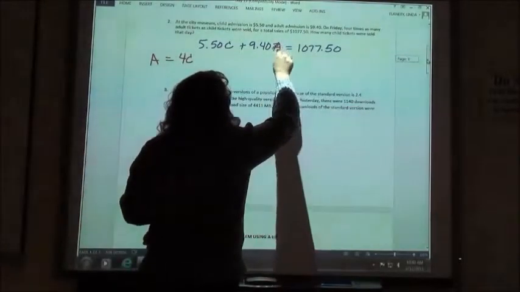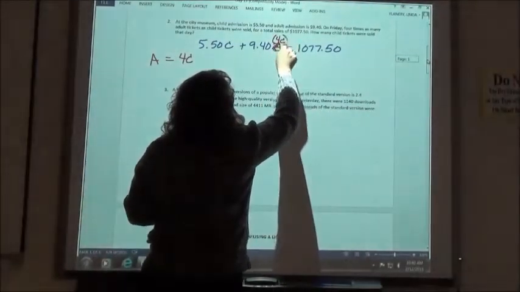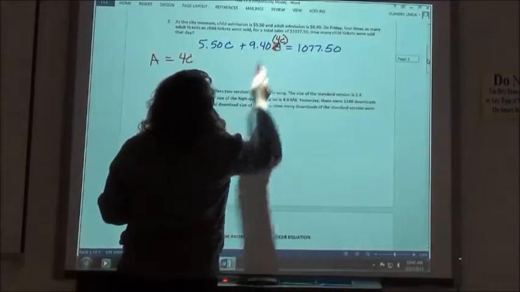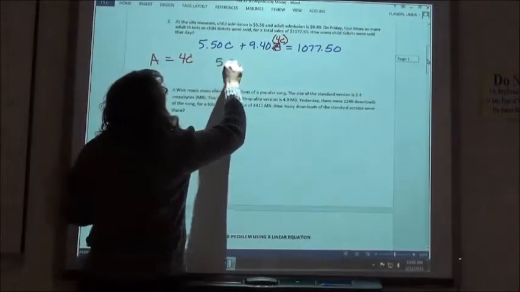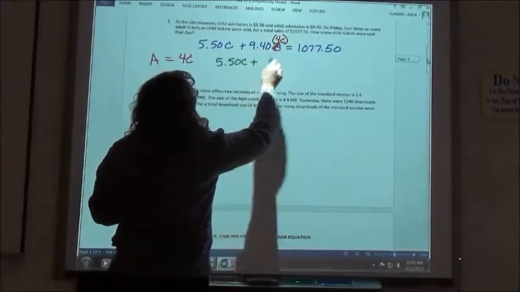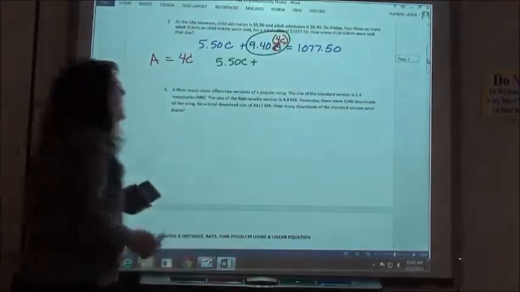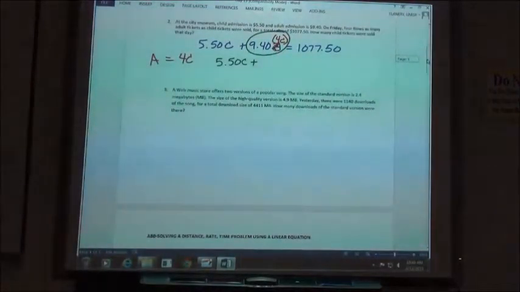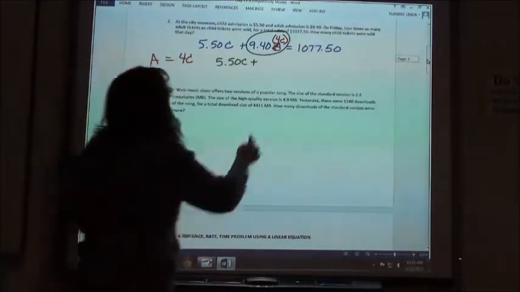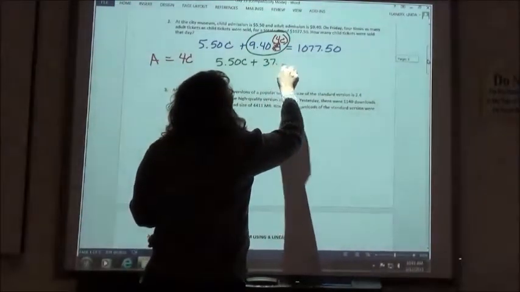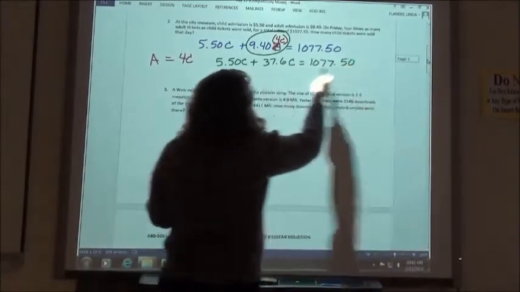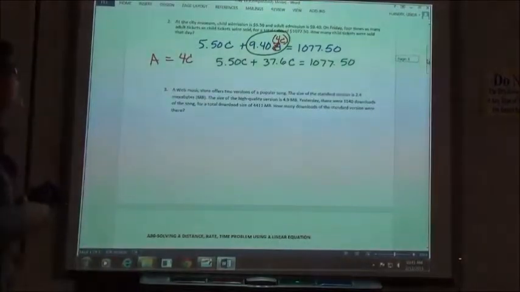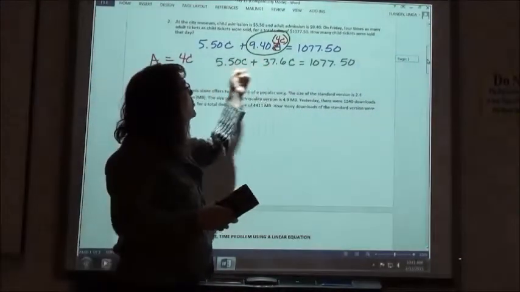So I'm going to get rid of the A here. I'm going to put 4 C's in its spot, and then I'm going to have to multiply that out. So here, I still have 5.50 C plus, here I have to multiply 940 times 4C. So 940 times 4 gives me 37.6 C, then equals my 177.50. So now I have an equation that just has C's, but again I've got to combine those two together.